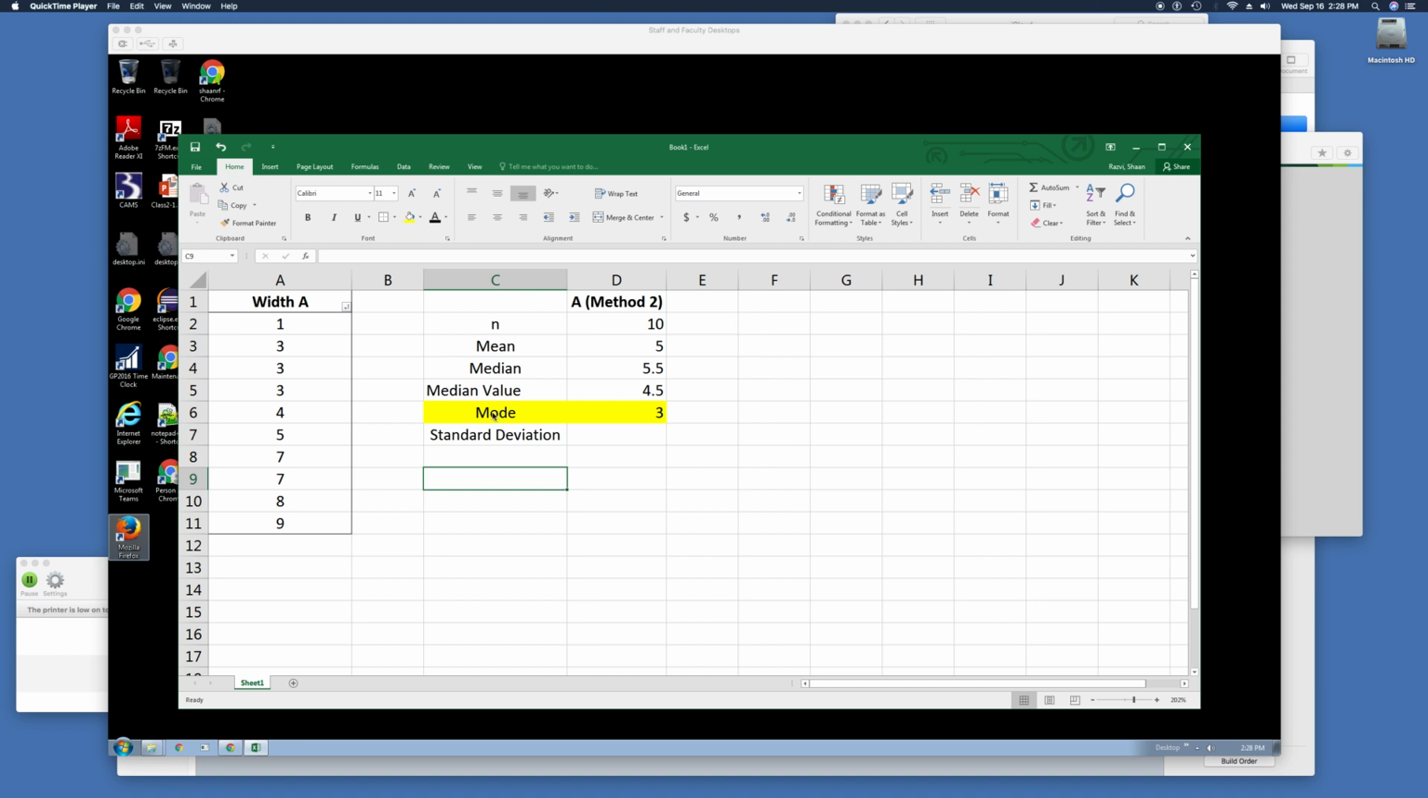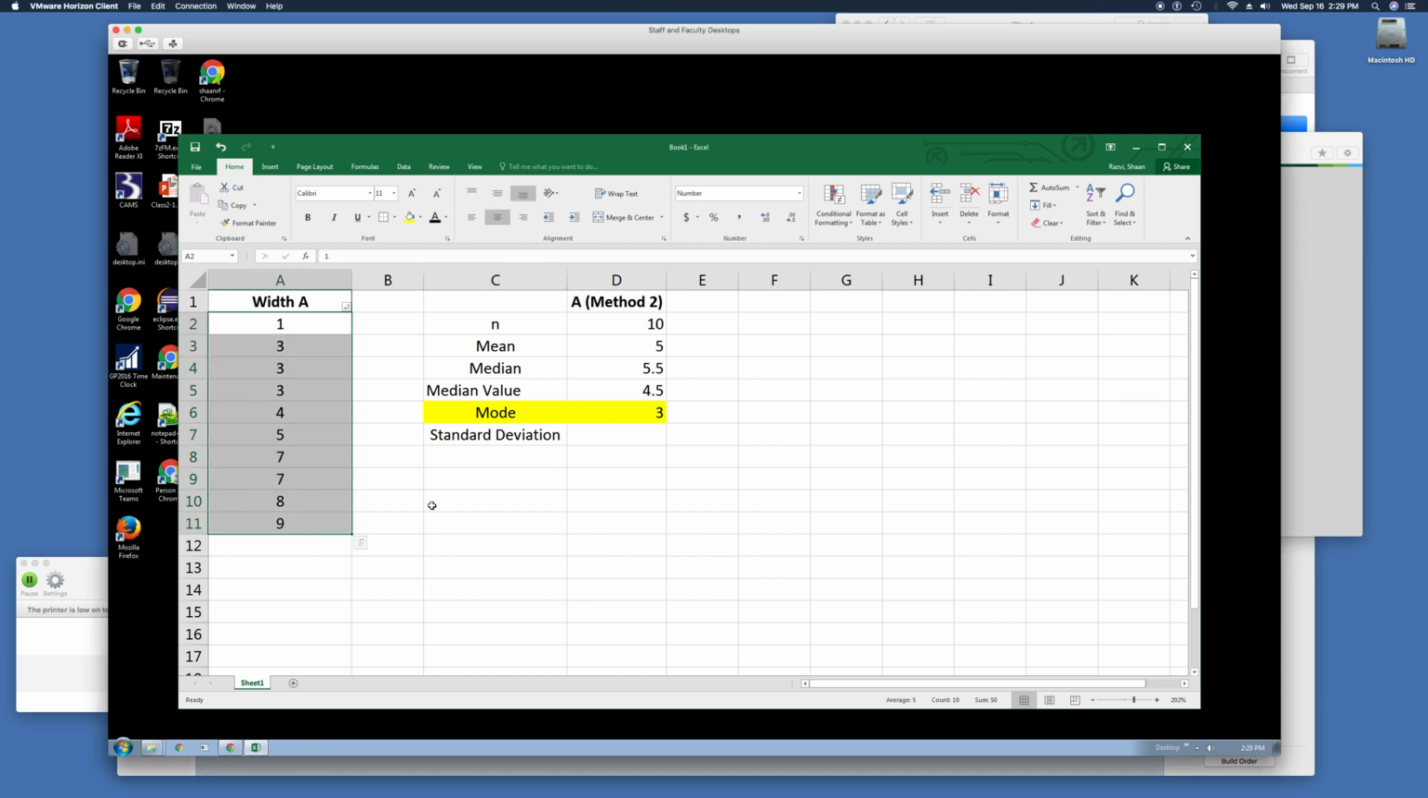Mode is basically, what is the most popular observation in the data set? So which one is most frequently used? And if we look at this data set, I've modified it slightly, but it's essentially the same as far as the mean and the median are concerned. So there's still 10 elements, and you can see here that we have 3 3s and 2 7s.